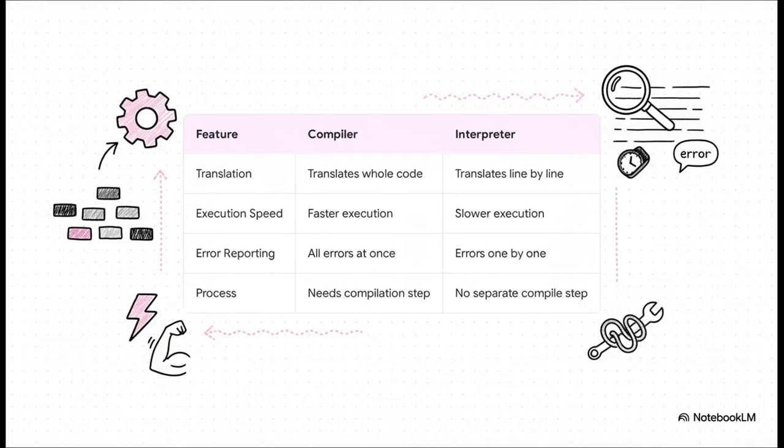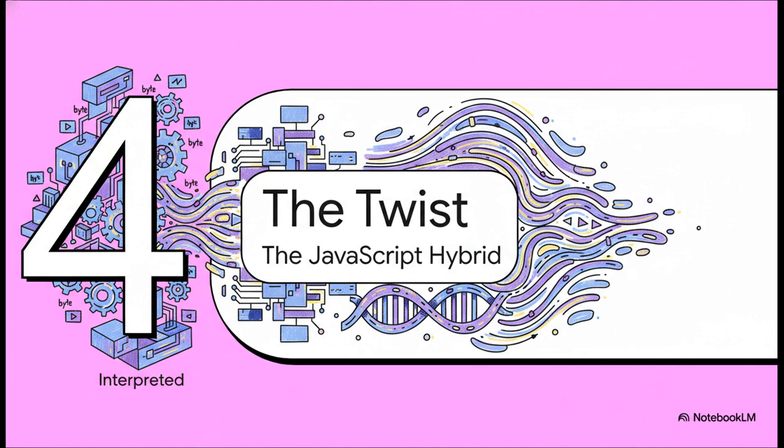Okay, before we deliver the final verdict, let's put our two suspects side by side. This chart really lays it all out, doesn't it? The compiler translates the whole thing at once for faster execution. The interpreter goes line by line, which is generally slower but more flexible. This setup is going to be perfect for the big reveal. So, we've seen the evidence. Is JavaScript a compiler or an interpreter? Well, here comes the twist in our story. The truth is, modern JavaScript isn't really one or the other. It's actually this super clever hybrid that takes the best parts of both.